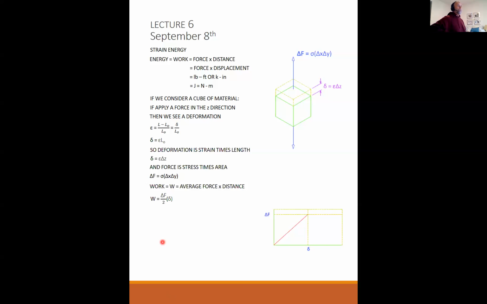Okay, so the work exerted is the average force it took to get to delta. Well, the average force, say the force was 0 at the beginning, the force is delta F at the end, so the average force is delta F over 2, as you can see here. So work is equal to delta F over 2 times delta, the distance.